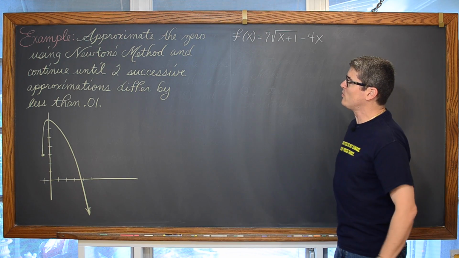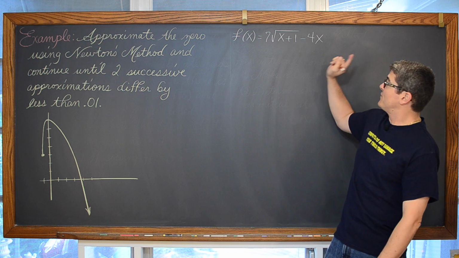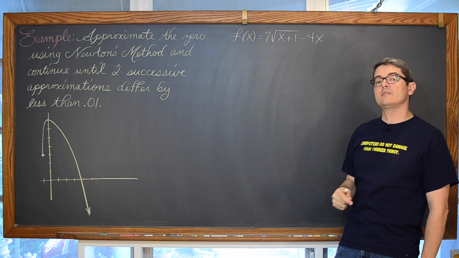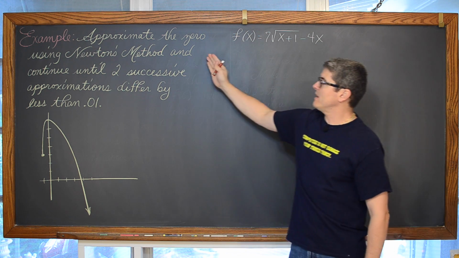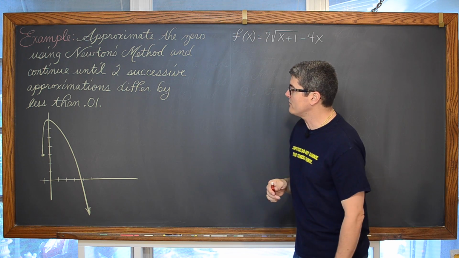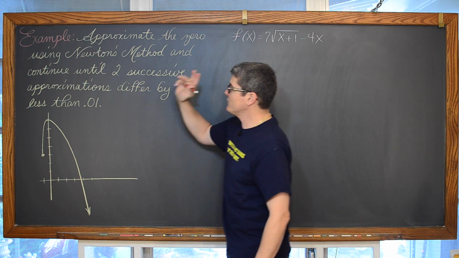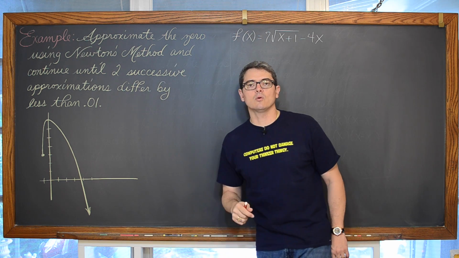For our first example, we're going to approximate the zero of this function, f of x is equal to 7 times the square root of x plus 1 minus 4x, using Newton's method and continue until two successive approximations or iterations differ by less than 0.01.